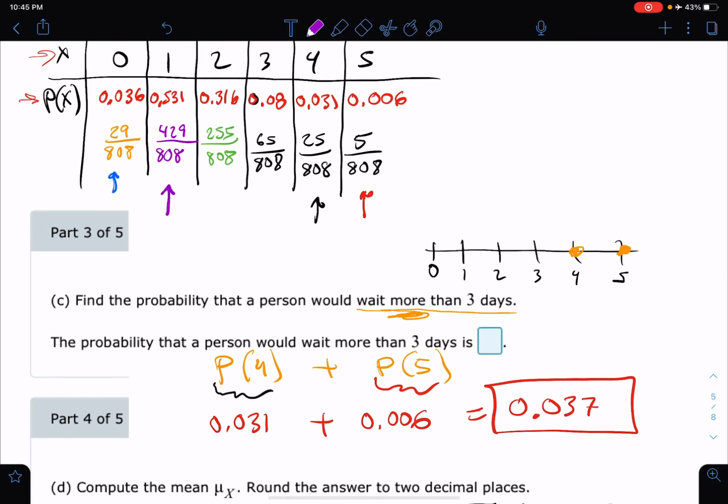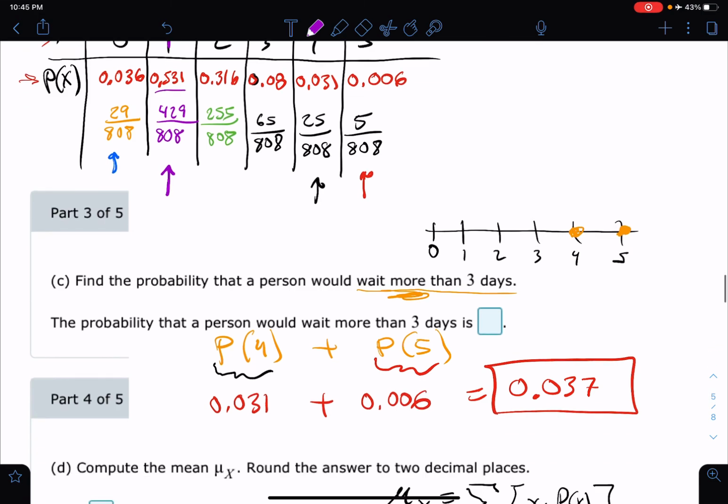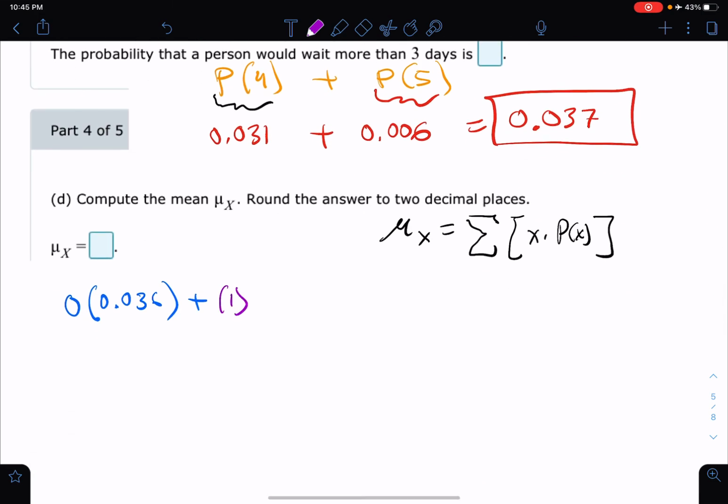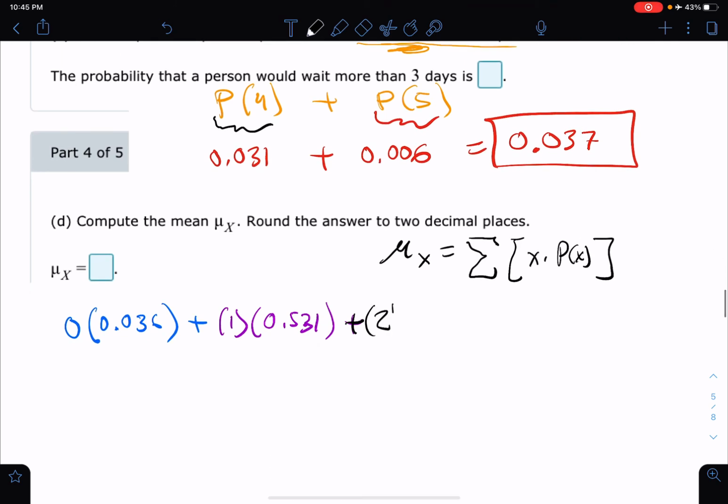Then the next one is the event is getting a 1. And what's the probability of getting that? 0.531. So the event is getting a 1. The probability of getting that is 0.531. Okay. The next one is the event is getting a 2 and the probability is 0.316. So the event is getting a 2 and the probability is 0.316. The next one is the event is getting a 3, and if you look up on the chart, the probability is 0.08.